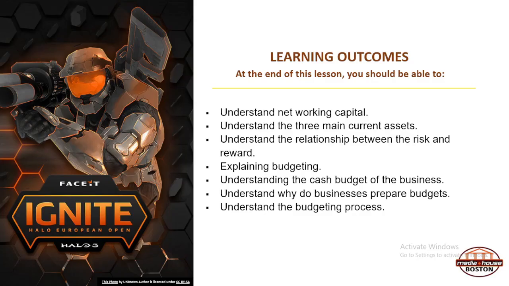So in terms of today's lesson, we have already introduced the chapter, which is chapter 5, working capital and cash management. We have already covered working capital as well as the relationship between risk and reward, as well as explaining what the budget concept is all about, as well as doing some practical budget questions during class and online class. So under today's lesson, we're going to be covering understanding the budget process as well as the master budget.